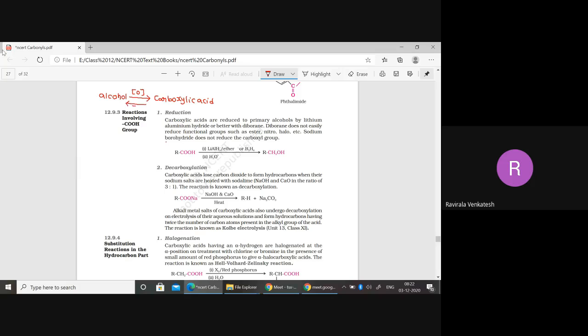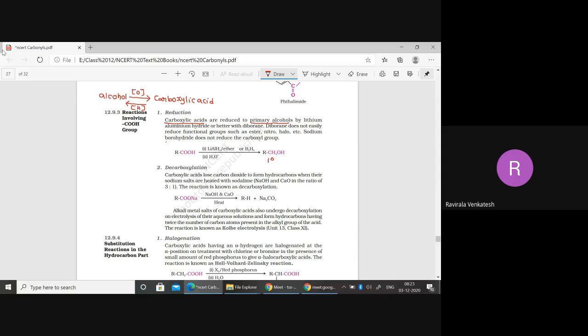Reduction of carboxylic acid, what are we going to get? Alcohol. So alcohol on oxidation gives carboxylic acid, and carboxylic acids on reduction give alcohol. Carboxylic acids are reduced to primary alcohol.